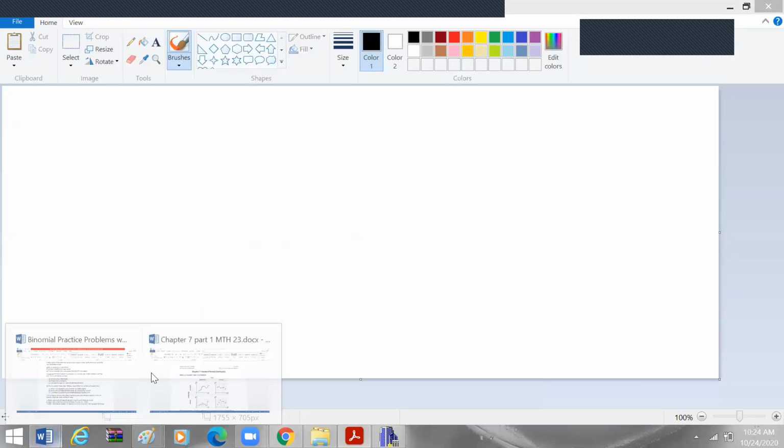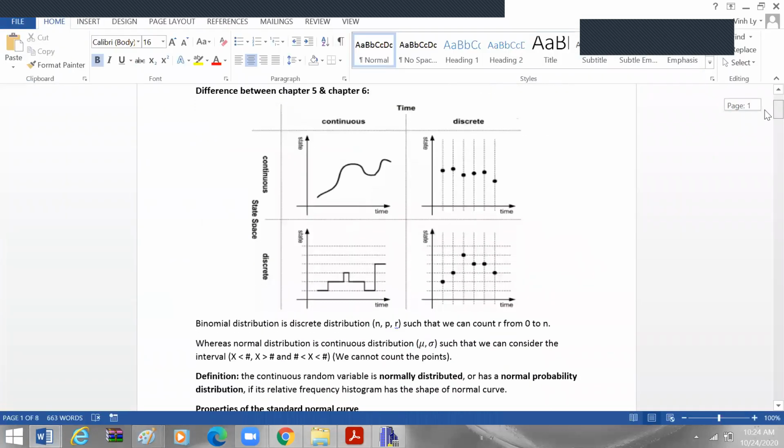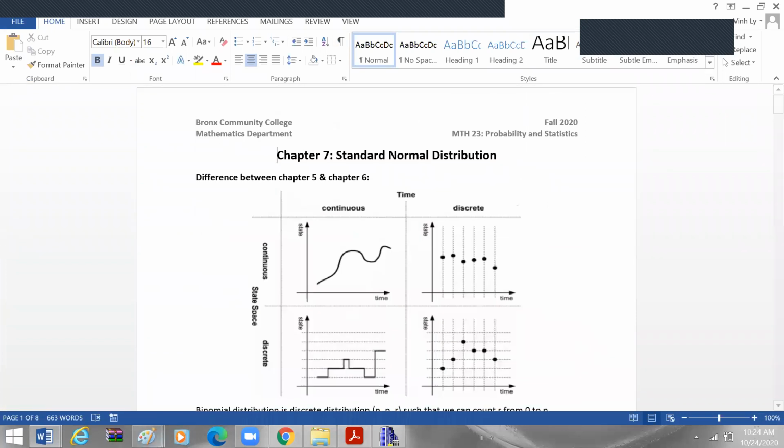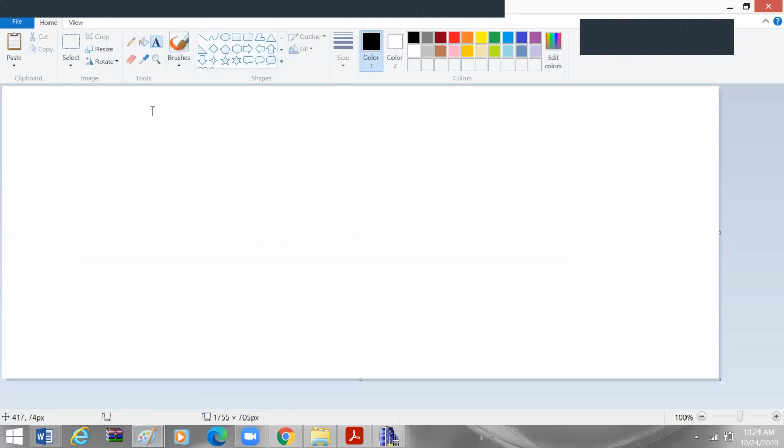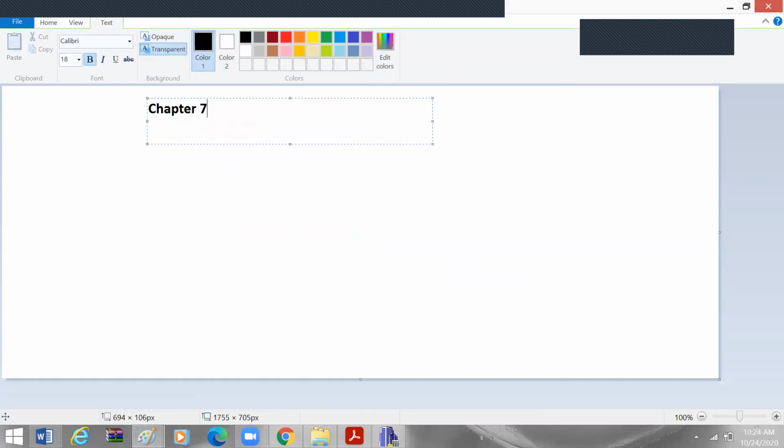The notes are on Blackboard. We call it the continuous model. Chapter 7 is the normal distribution. Remember, chapter 7 is the most confusing and most complicated chapter. It's not the most difficult chapter. The difficult chapter was chapter 5, because it's hard in terms of understanding. But this one is complicated and confusing because it has slightly the same characteristics we learned in chapter 6. The only thing that makes chapter 7 different is that we do not count a point.